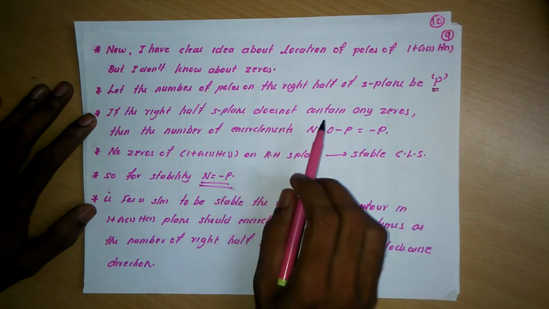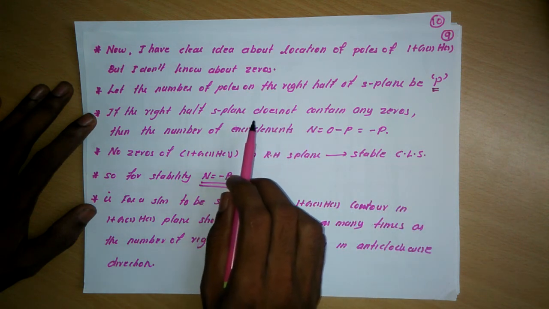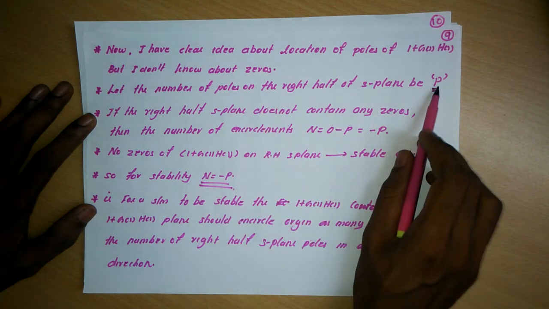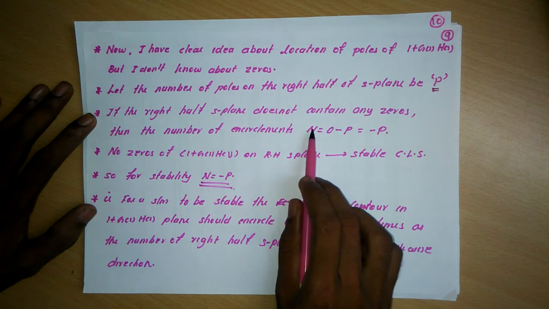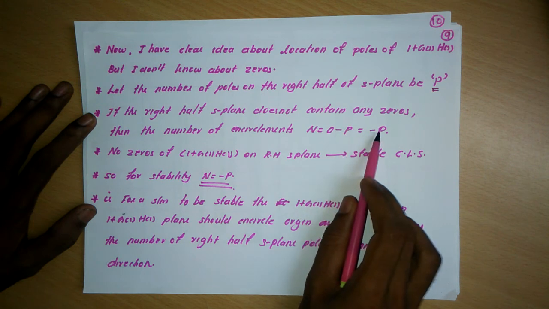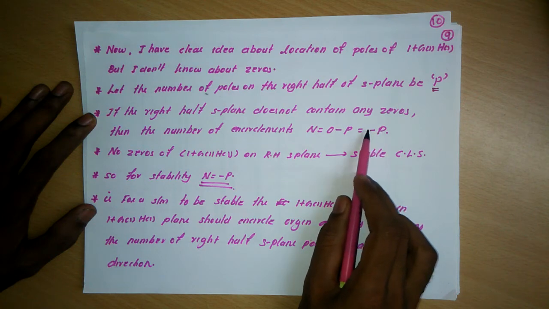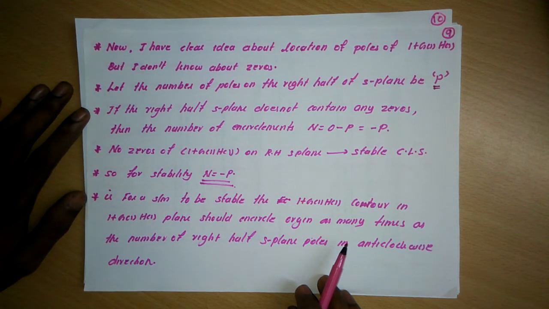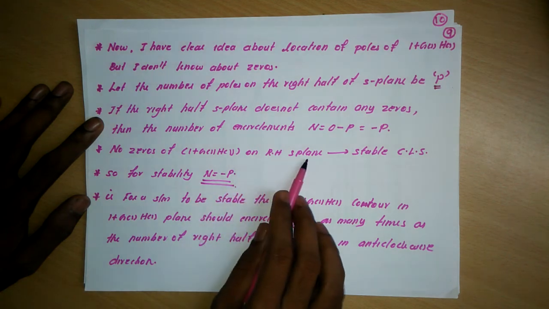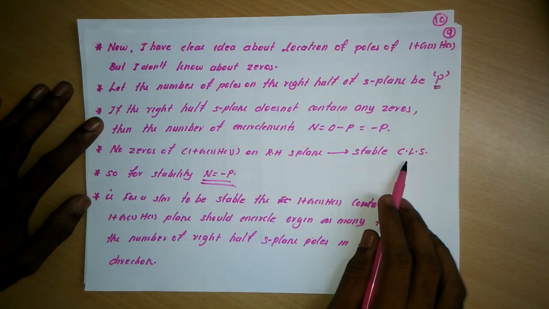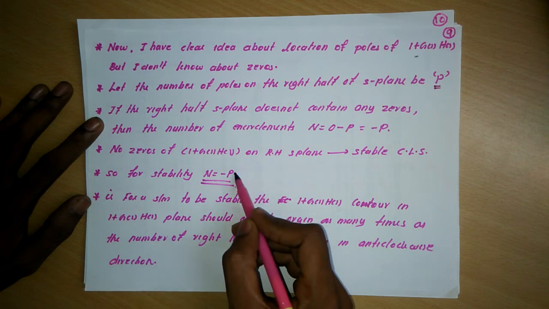I will state once again. If F(s) has P number of poles in the right half and does not contain any zero in the right half, then the number of encirclements N made by the F(s) contour will be 0 minus P, which is minus P. That means the F(s) contour should encircle the origin P number of times in the anti-clockwise direction. So no zeros of 1 plus G(s)H(s) on the right half of the S-plane means a stable closed loop system. So for stability, N should be equal to minus P.